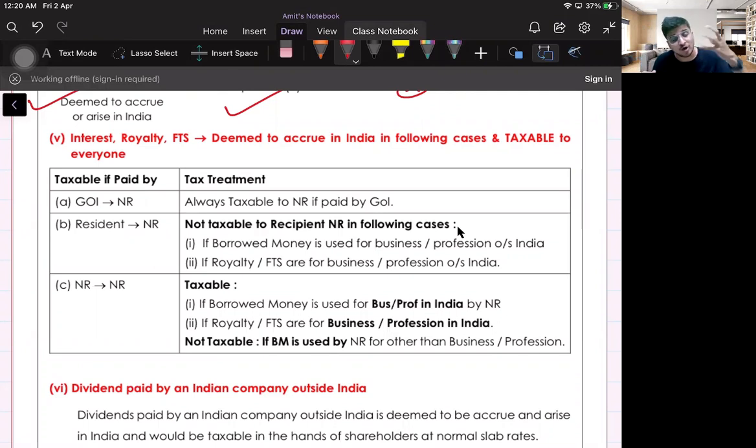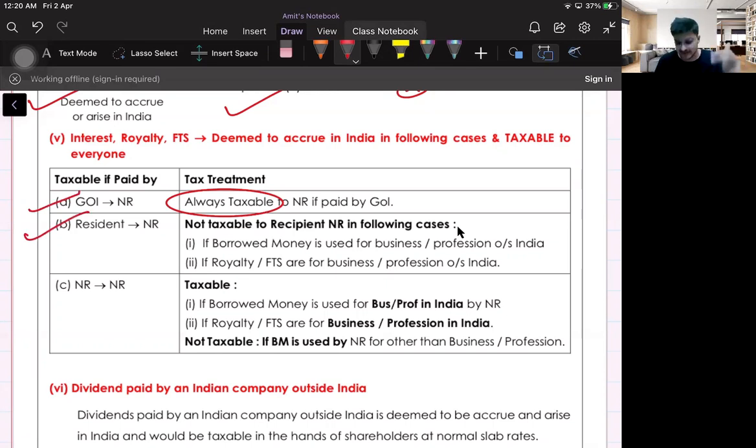So the non-resident has provided the loan, or know-how, that is technology or technical service, to the government. Therefore the government is paying interest on that loan, royalty for that know-how and fees for technical services. So if the government pays the non-resident, please remember, it is always and always taxable. This is your first point. Second point, a resident is making a payment to a non-resident.